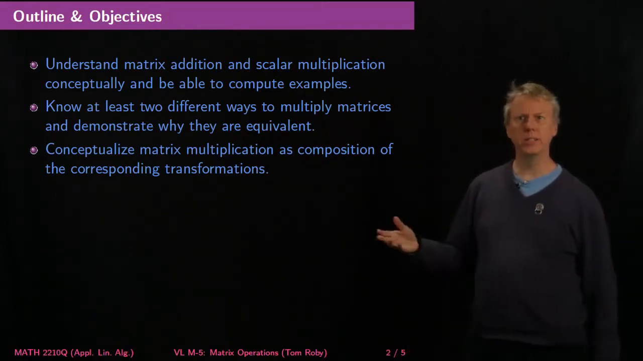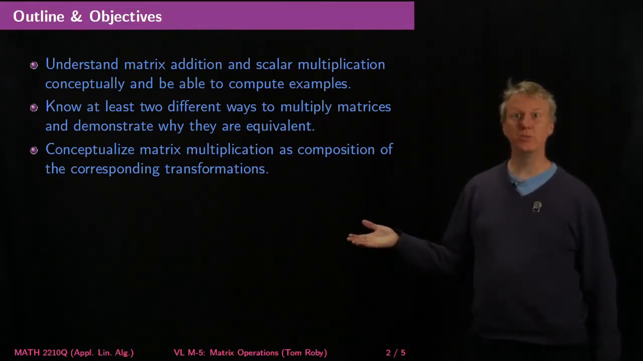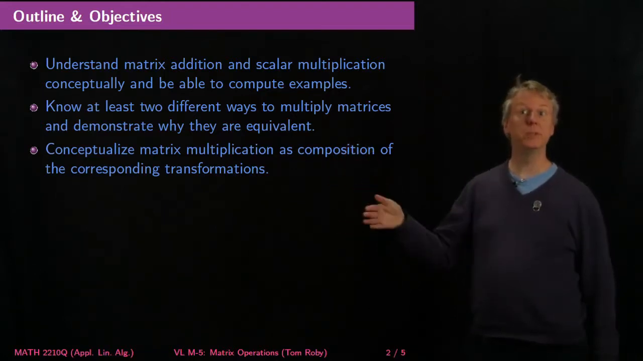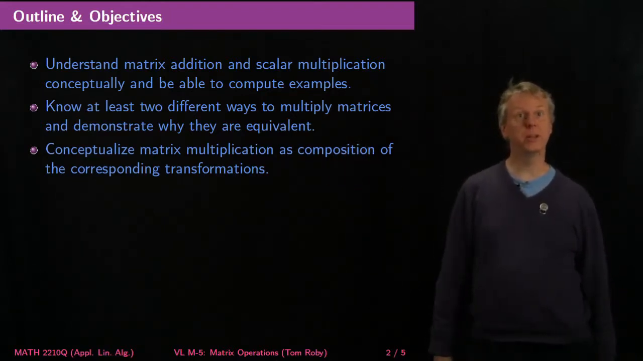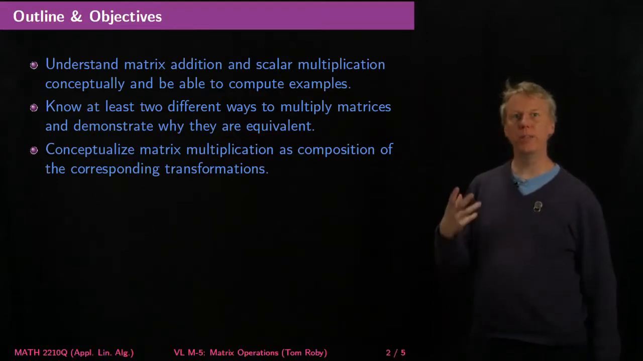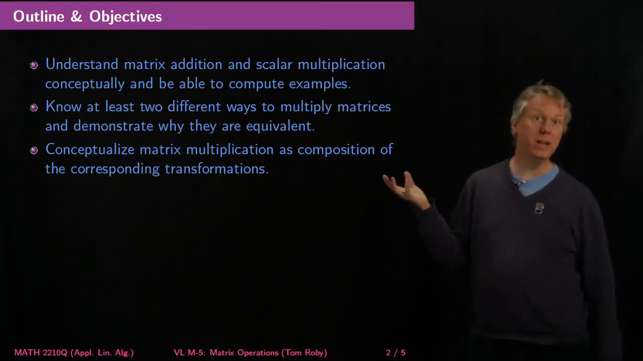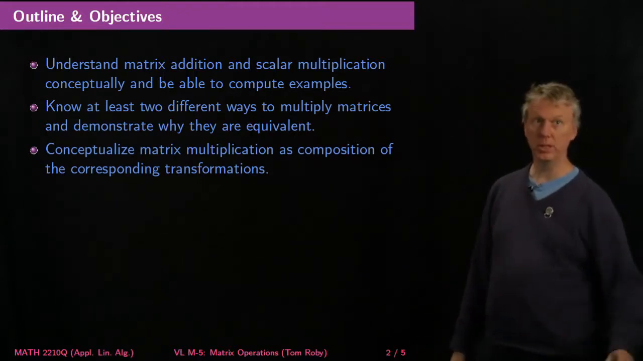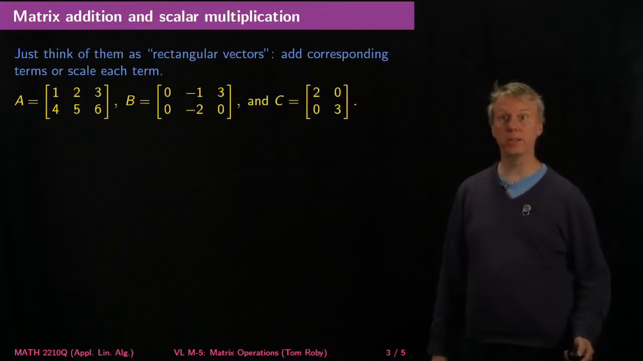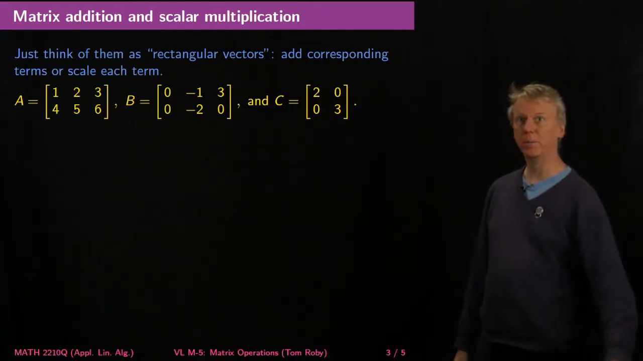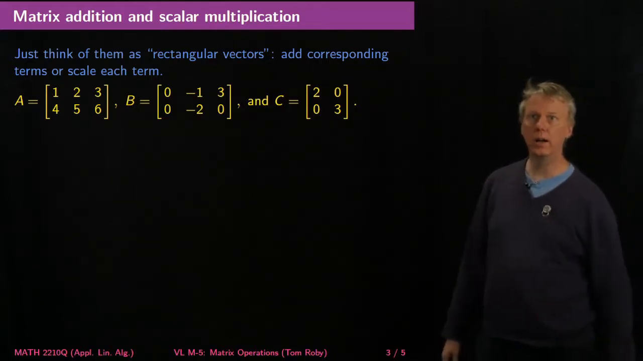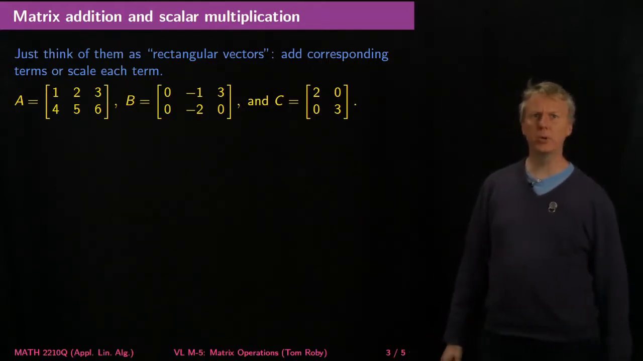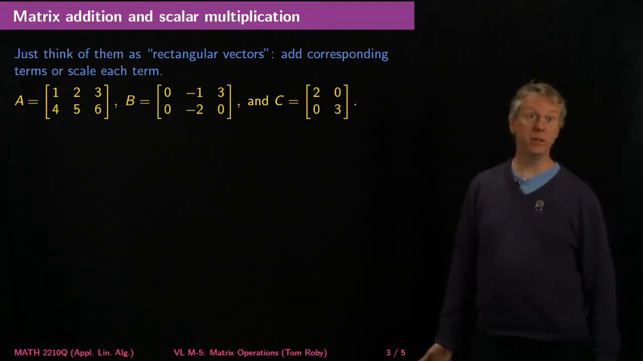And finally, I want to conceptualize matrix multiplication as really representing composition of corresponding transformations, because that clears a lot of things up. So we have these really three different points of view on matrix multiplication, and we will see more how that plays out when we study the properties in an upcoming video lecture. But as far as matrix addition and scalar multiplication go, this is really dead easy.